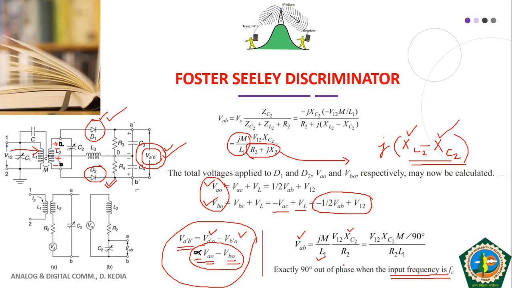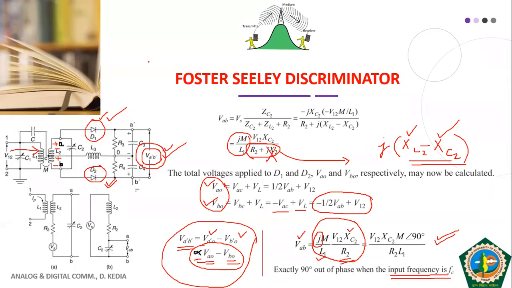If my X2 is 0, I am left with R2 only. So this X2 will become 0, and I'll be left with R2. So when my input frequency is equal to carrier frequency, I get this. And if you express this term in terms of phasor, you get this. I hope you know that if you have a completely imaginary number, that gives you 90-degree phase.